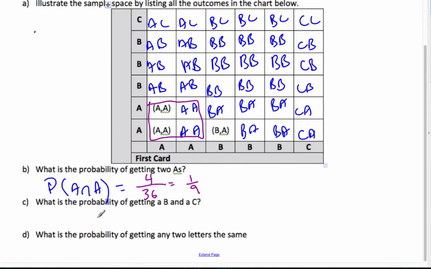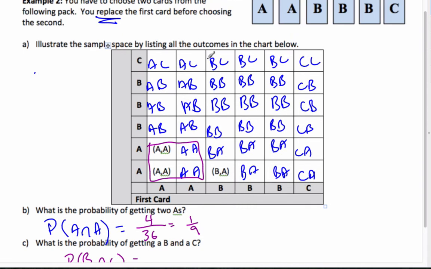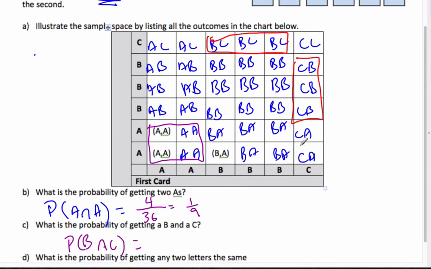So then what's the probability of getting a B and a C? The probability of a B and a C. Okay, a B and a C. Well, if I want a B and a C, here are B's and C's here. So there are 6 out of 36, which is 1/6.